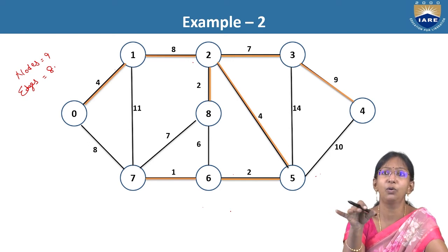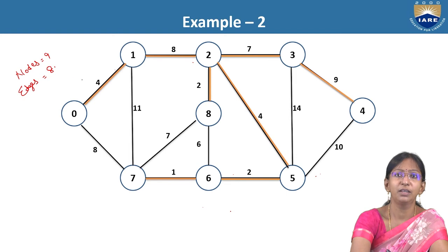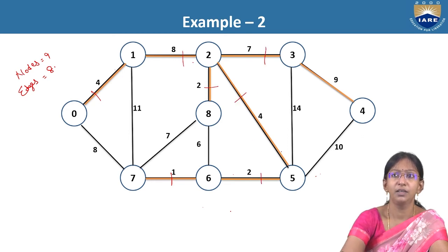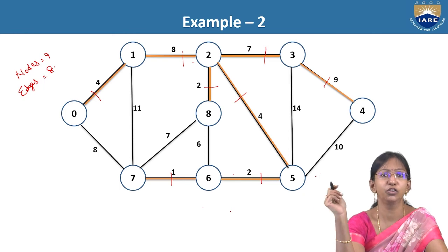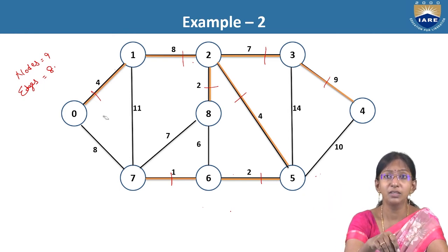I feel that all the nodes are connected by now. So, how many edges are there? 1, 2, 3, 4, 5, 6, 7, and 8. 8 edges are there. So, there is the story, because what is the basic funda which I told you guys to remember?